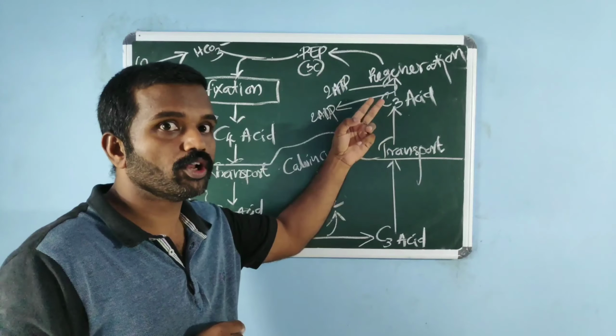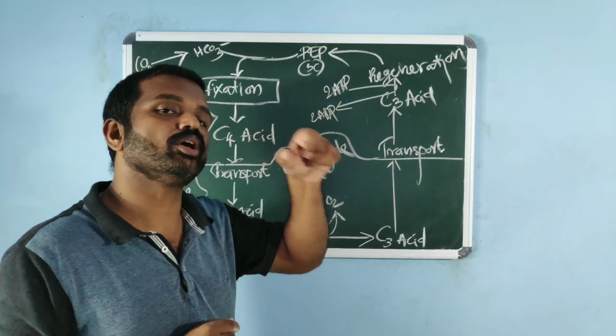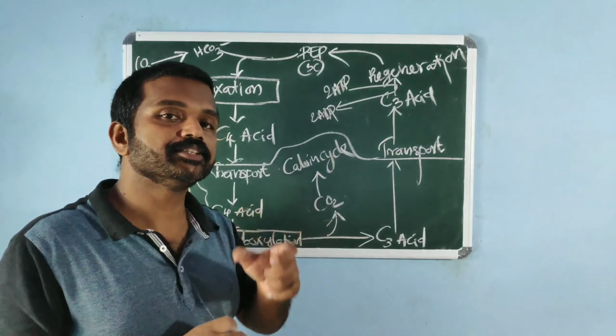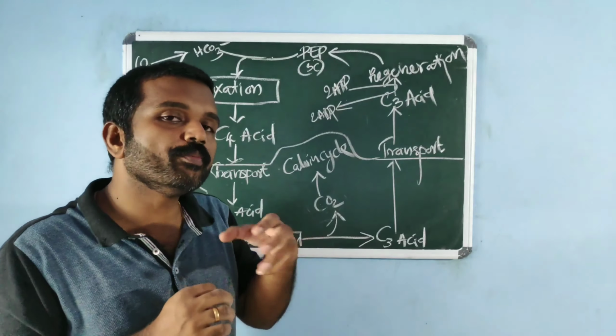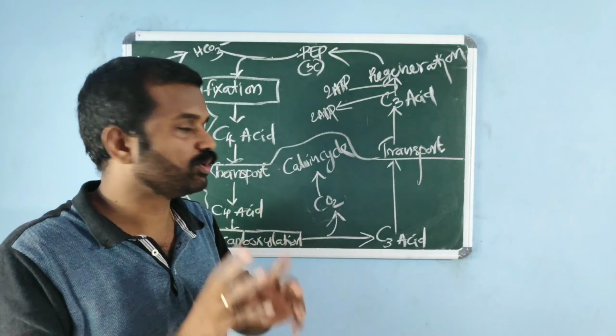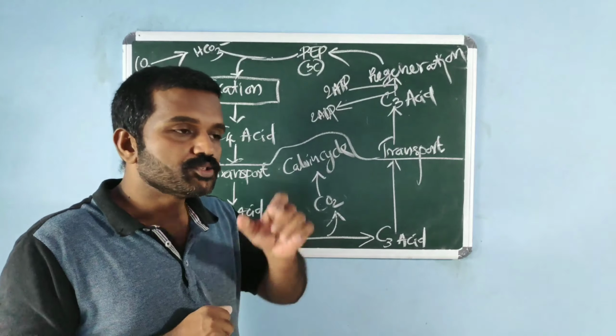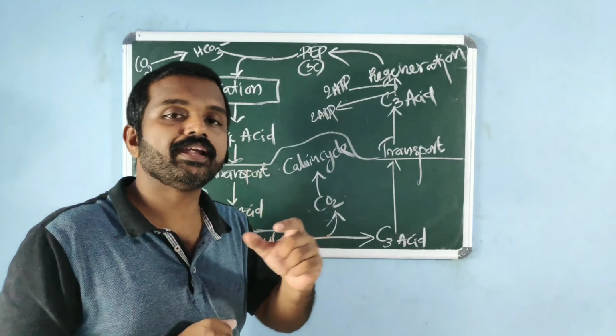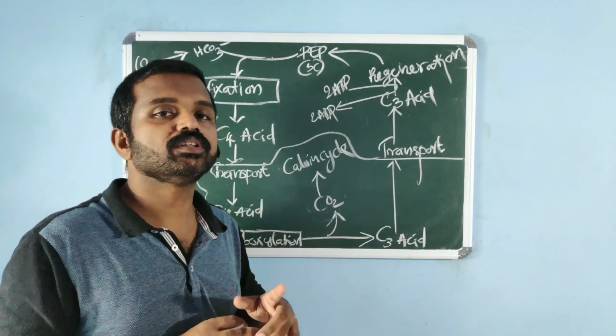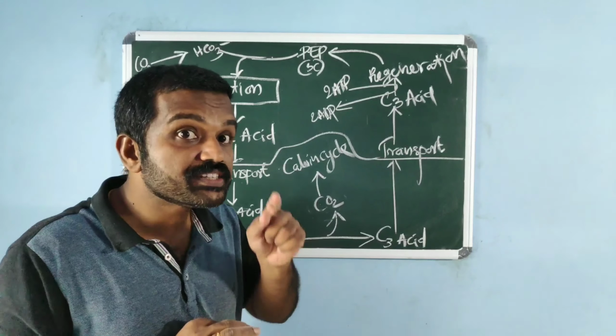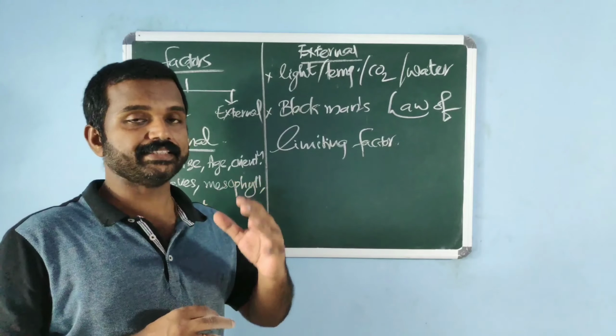Here 2 ATP per molecule, so 6 turns, 6 into 2, 12. 12 plus 18, 30. So 30 ATP are required. Then how many NADPH? 12 NADPH only, that is in the C3 pathway. So 30 ATP and 12 NADPH are required to synthesize 1 molecule of glucose in C4 plants.